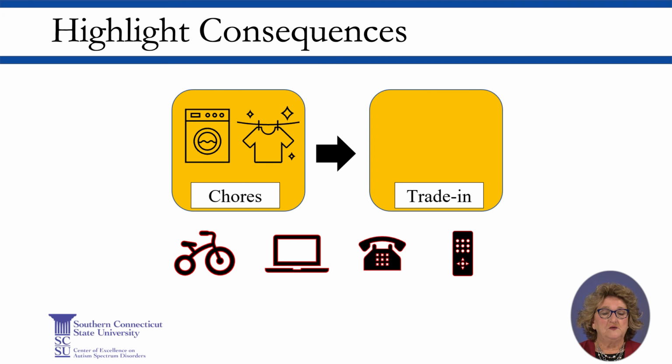Also, a visual can highlight consequences. This is similar to the first-then, but it involves some choice, which is a great component for our students. Do your chores, and then once your chores are completed, you're going to get to either ride your bike, watch TV, talk on the phone to a friend, play with the computer. So again, it lets the student know once one task is complete, I will be able to do something preferable.